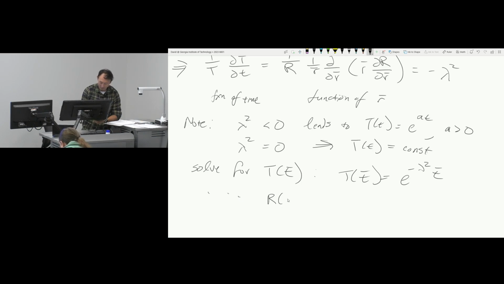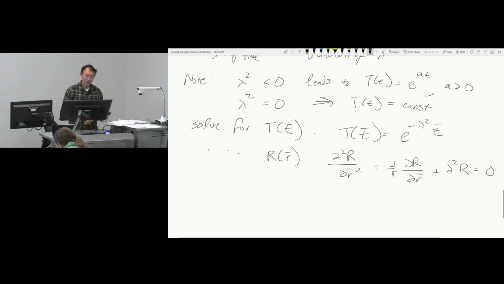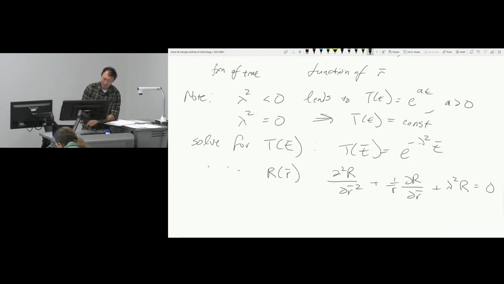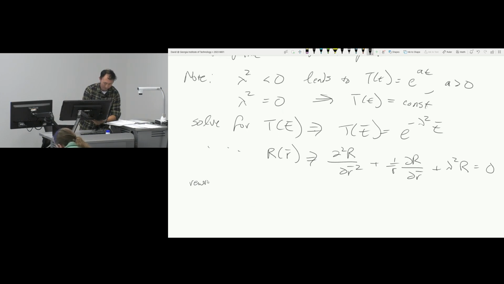Now we solve for R bar. I've got this differential equation: d squared R over dr bar squared plus 1 over r bar dR over dr bar plus lambda squared R is equal to 0, where I've multiplied out the stuff inside the parentheses. We can rewrite this by multiplying by r bar squared, giving r bar squared d squared R over dr bar squared plus r bar dR over dr bar plus lambda squared r bar squared R equals 0.